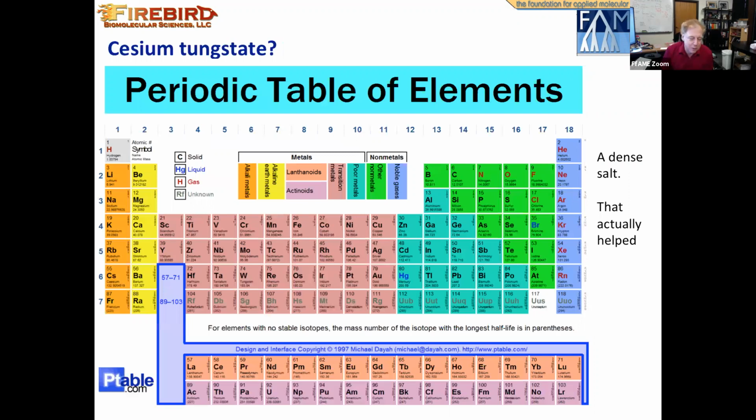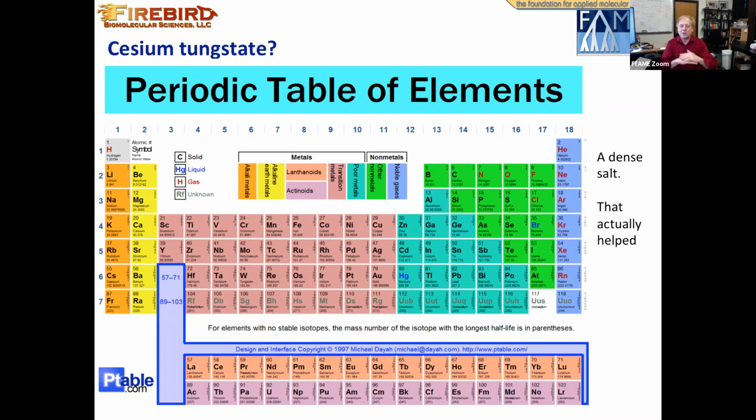So cesium is down at row 6 on the left, and tungsten is also over at position 74. This is about as heavy a salt as you can find on the periodic table that does not denature proteins. Tungstate turns out to be relatively innocuous, and cesium turns out to be relatively innocuous. And that's actually able to boost the density of the water.